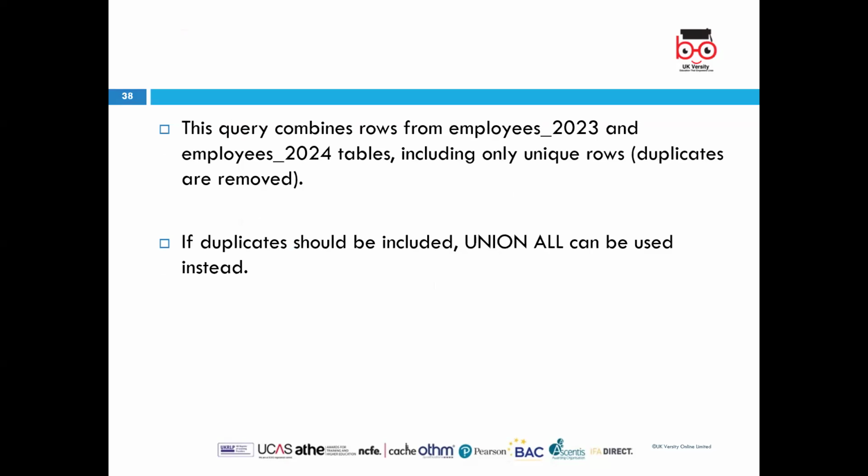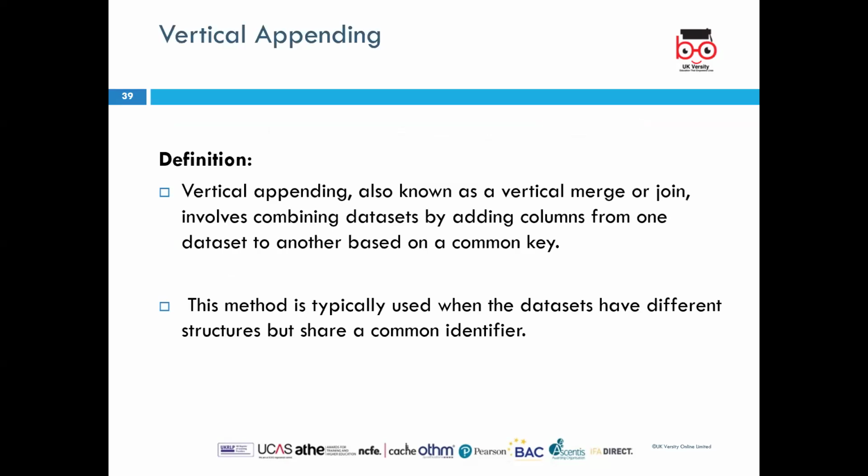So the query is now going to combine rows from the employee 2023 and employee 2024 tables, and is now going to include only the unique rows. So every duplicate is going to be removed. Vertical appending.